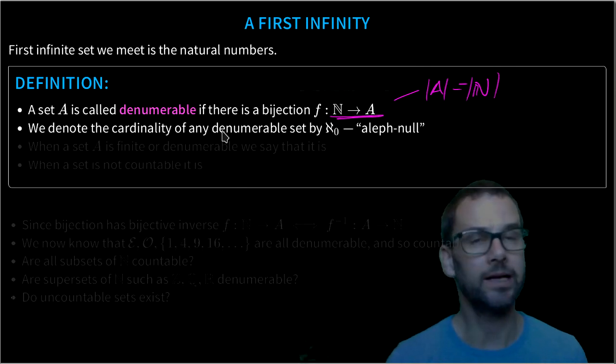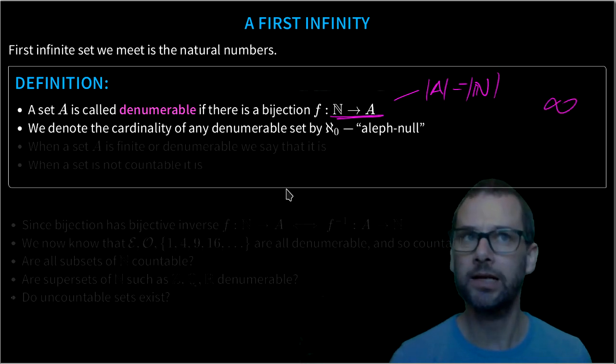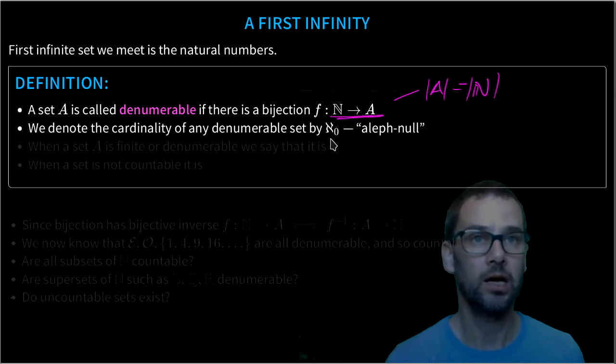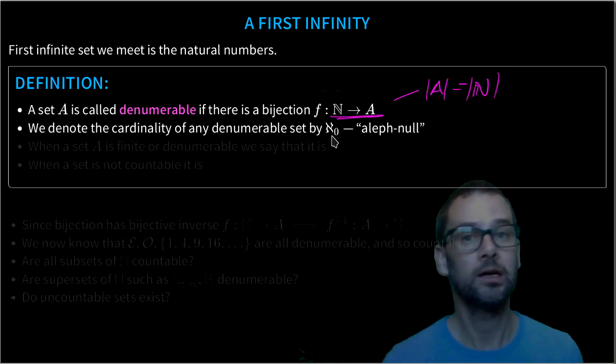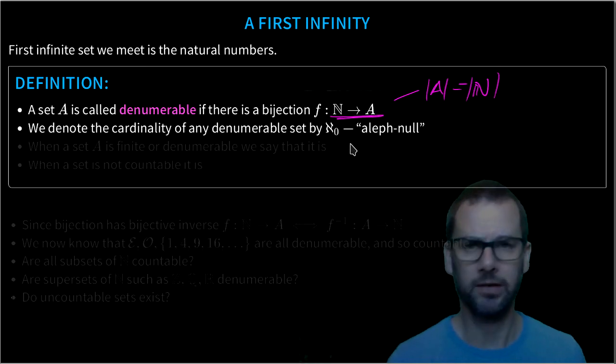We denote the cardinality of any denumerable set not by this symbol, because that symbol is way too imprecise to its meaning. We're going to make a much more precise notion of what the size of this set is, namely using this Hebrew letter Aleph null. Okay, and this notation comes to us from Cantor.